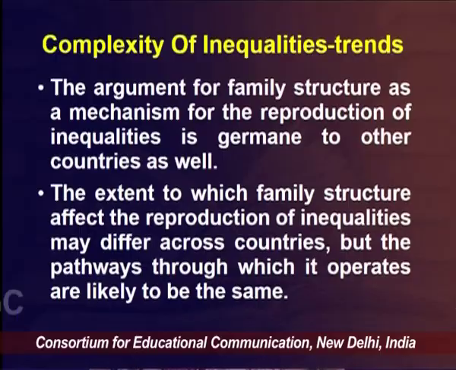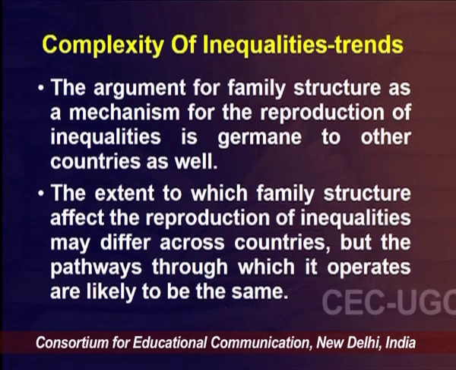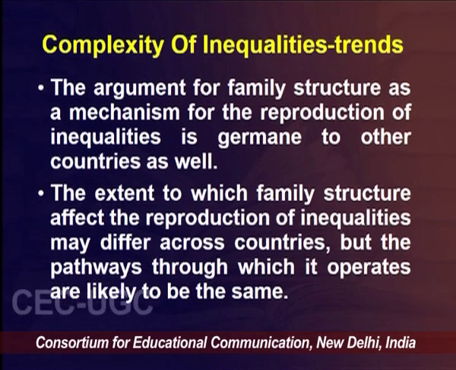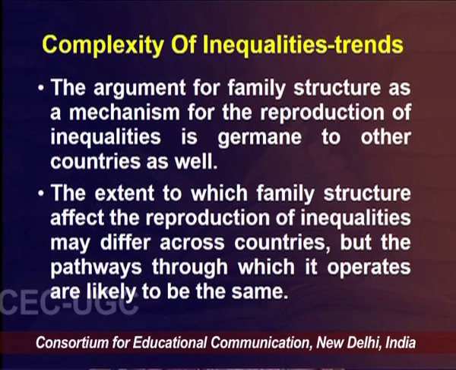The argument for family structure as a mechanism for the reproduction of inequality is germane to other countries as well. The extent to which family structure affects the reproduction of inequalities differs from country to country, but the pathways through which it operates are likely to be the same. So, we can have a universal understanding of the way in which family as an institution has further strengthened the forms of inequalities in society.